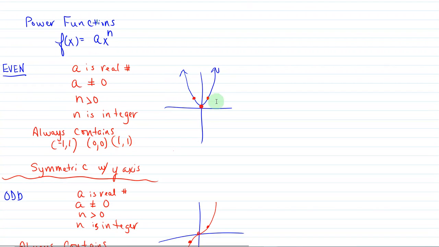And the basic one, like this, if it's even, contains negative 1, 1. That's right there. 0, 0, right there. And 1, 1, right here. Now, you start doing things to it, adding numbers, taking away numbers, that sort of thing. That doesn't necessarily hold true. But in your basic one, like x squared, or x to the 4th, or x to the 6th, that would be true. And it is symmetric with the y-axis. Here's the y-axis. That means it's the same on both sides, okay?